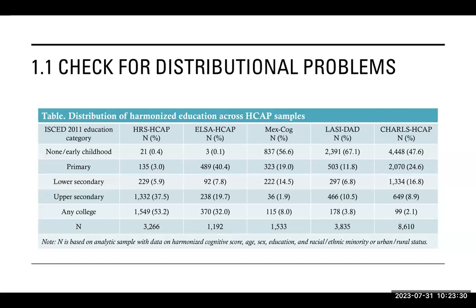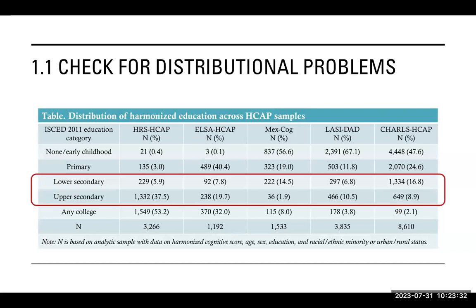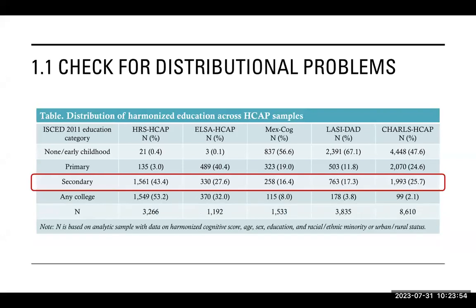But we also see some distributional problems in the middle of the distribution. For lower secondary and upper secondary, we have very few people in Mexico with upper secondary, and few people with lower secondary in ELSA HCAP. This is often just a function of the way that the data are collected and coded in terms of the highest level of education, and the degree of fineness to which we can harmonize according to this crosswalk. So we end up collapsing to secondary only. Distributional problems are often going to be a challenge when you are harmonizing data.